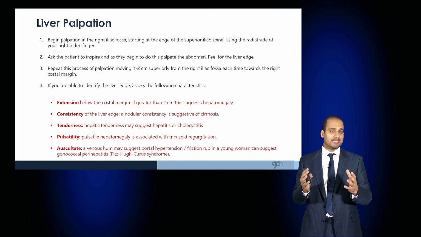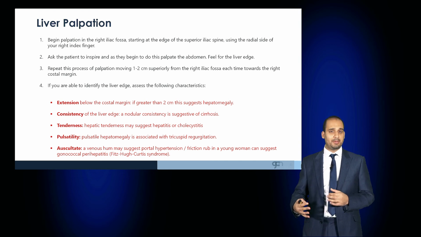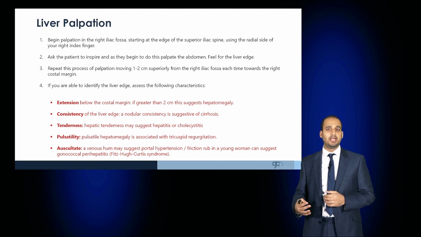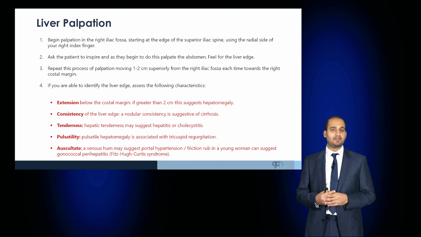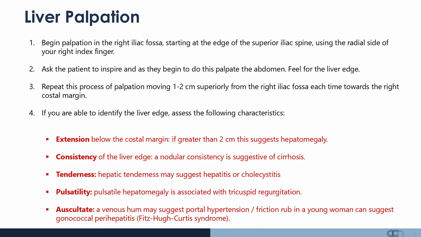Once you've examined and palpated the 9 quadrants, specifically palpate the liver. Start by palpating in the right iliac fossa using the radial side of your right index finger, and as the patient inspires, continue to palpate the abdomen, moving vertically superiorly until you can feel the liver edge. If you are able to identify the liver edge, determine the extension below the costal margin. More than 2 centimeters indicates hepatomegaly.